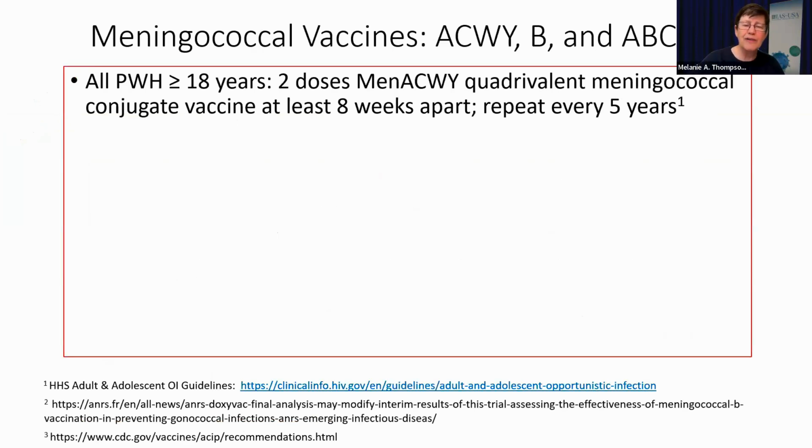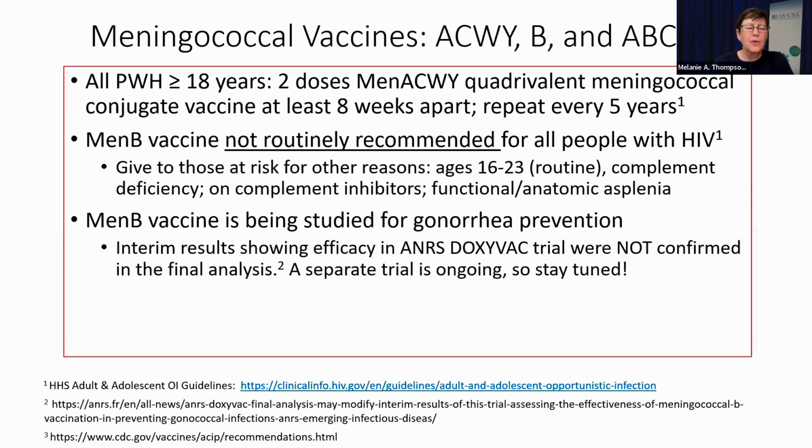Okay, meningococcal vaccines. This is pretty easy because it's just 2 doses of the quadrivalent meningococcal vaccine, at least 8 weeks apart. And then you would repeat every 5 years. Now, there is also a meningococcal B vaccine that is not currently recommended for all people with HIV, but there are people to whom we would want to give this vaccine if they meet the criteria.